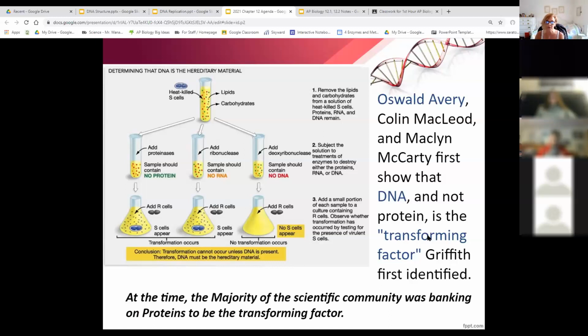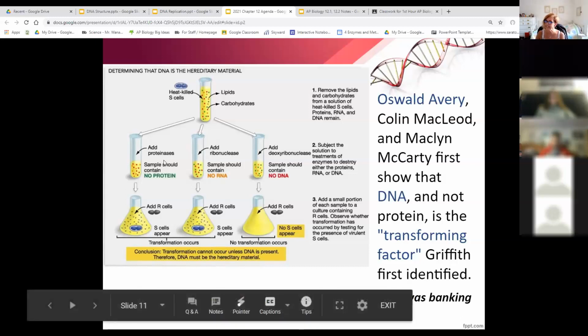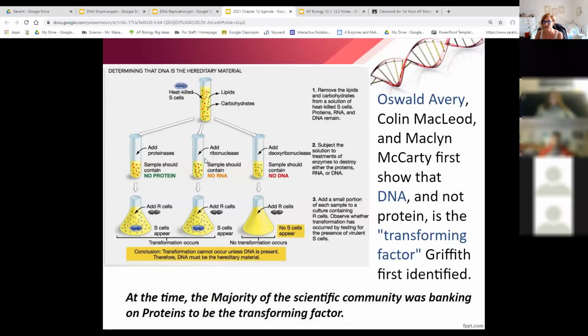So Avery, MacLeod, and McCarty, what they did, they were really interested in Frederick Griffith's work. They're like, was it DNA? Was it proteins? Was it a carbohydrate? I don't know. What caused the transformation? So what they did was they isolated each of these molecules. They used an enzyme that would destroy each one. A proteinase is going to destroy the proteins. Ribonuclease is going to destroy RNA. Deoxyribonuclease, let's say DNA nuclease, is going to destroy the DNA, right?